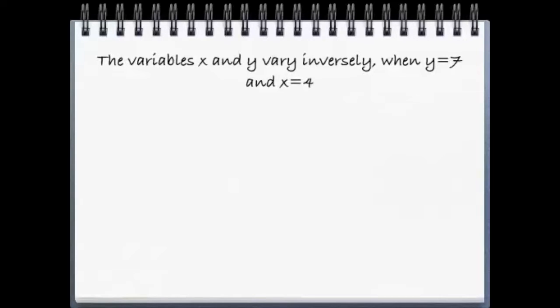First, Y is equal to A divided by X. You write the general equation for inverse variation. Then, 7 is equal to A divided by 4. You substitute 7 for Y and 4 for X. Now, A is equal to 28. You solve for A.